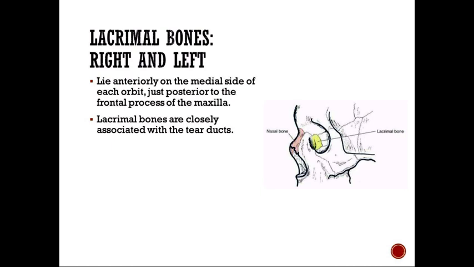Lacrimal bones, we have a right and a left. These lie anteriorly on the medial side of each orbit, just posterior to the frontal process of the maxilla. And lacrimal bones are closely associated with the tear ducts. You can see the lacrimal bone here in kind of the yellowish green color.